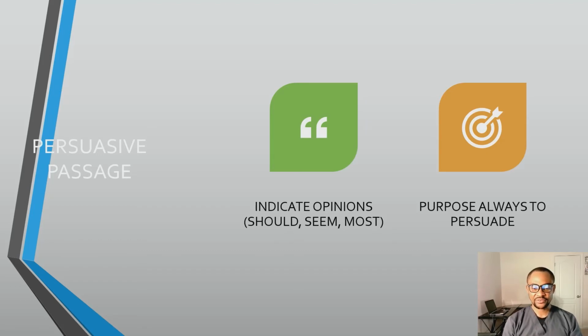So another thing you have to know here is it indicates opinion, and you always see words like should, seem, and must. So look out for these words, for you to know that that passage is a persuasive passage. Look out for words like should, seem, and must. That way, you're going to know that that passage is a persuasive passage.